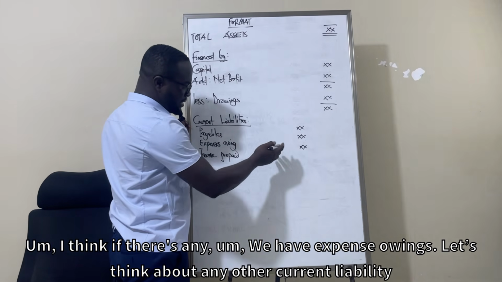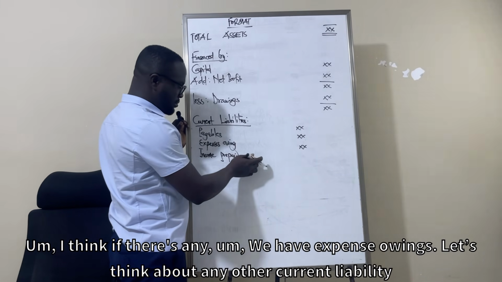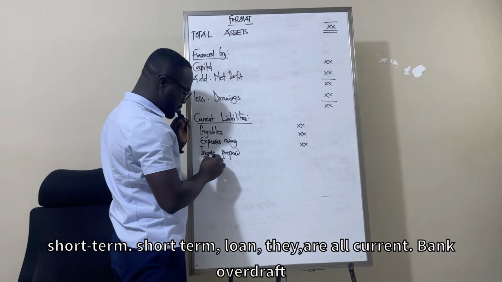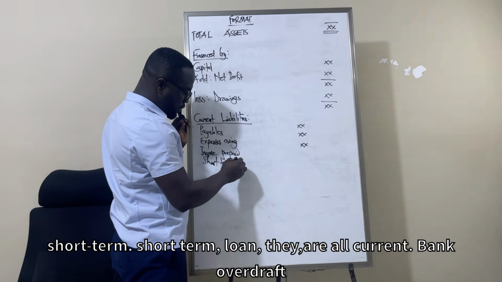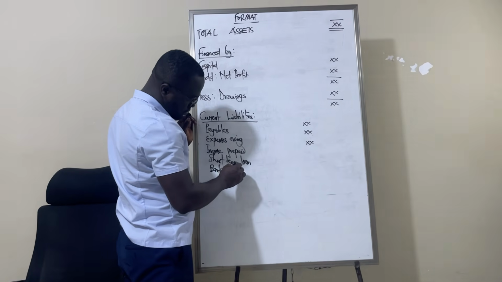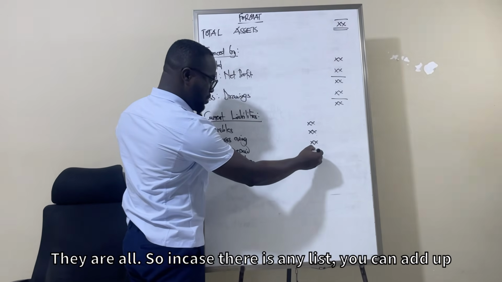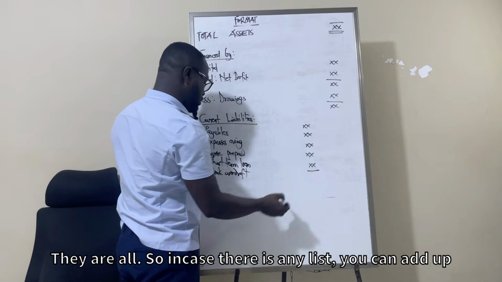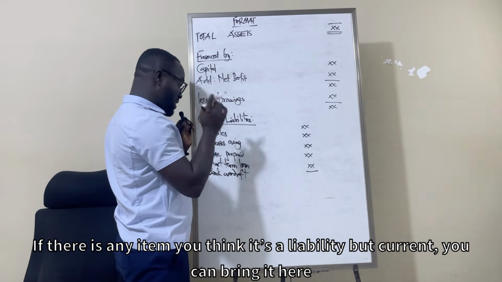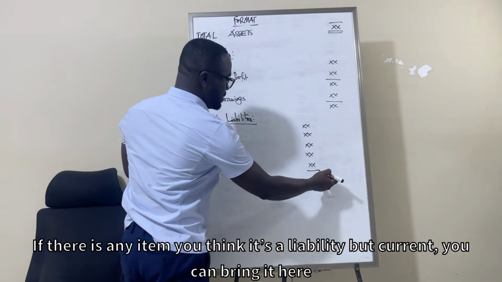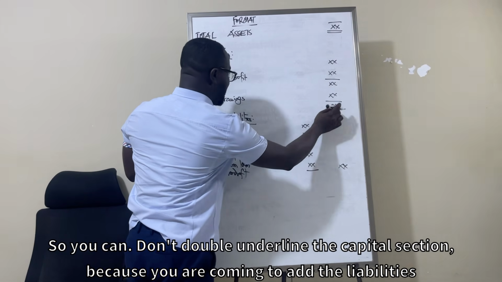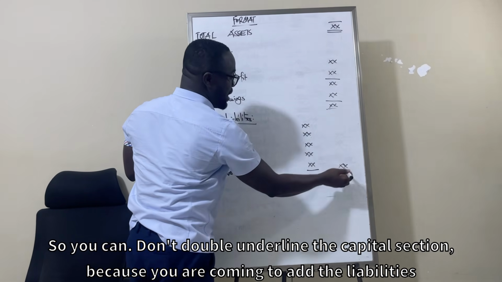If there's any other current liability, let's think about it. Short-term loan, they are all current. Bank overdraft, they are all current. So in case there's any list, you can add up. If there's any item you think is a liability but current, you can bring it here. Don't double underline the capital section, because you are coming to add the liabilities.